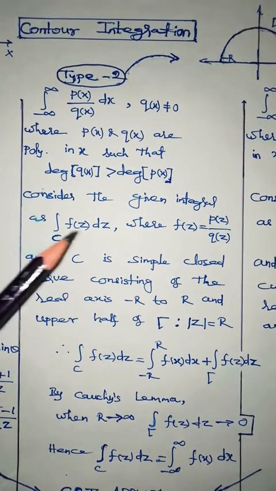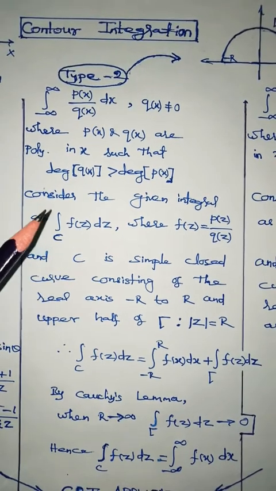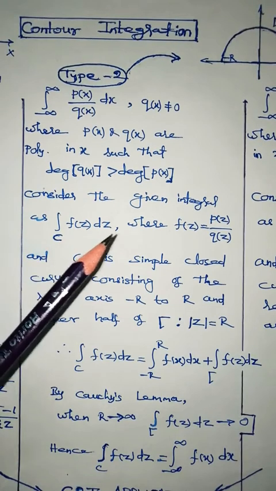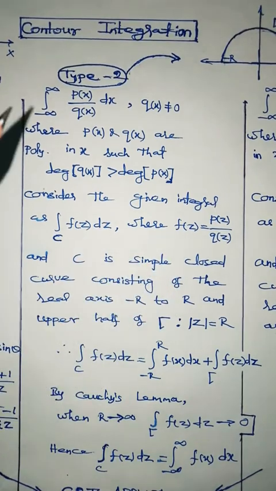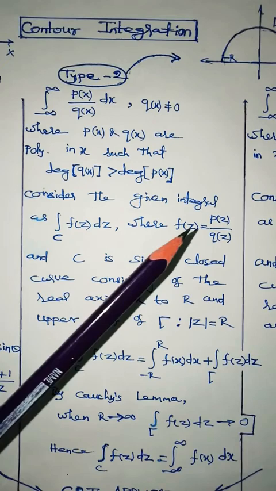Consider the given integral as integral over C of f(z) dz. In all second type problems, you need to consider the given integral as integral over C of f(z) dz, where f(z) is p(z) divided by q(z). It's very simple: instead of x, replace z. That's all. That is your f(z).